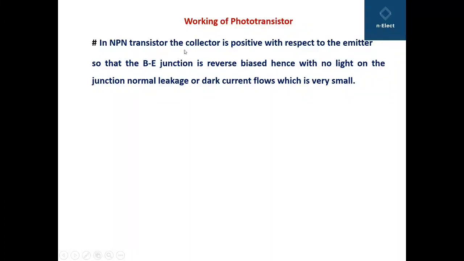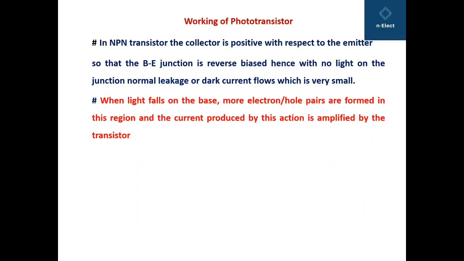In an NPN transistor, the collector is positive with respect to the emitter so that the base collector junction is reverse biased. Hence, with no light on the junction, normal leakage or dark current flows, which is very small. When light falls on the base, more electron-hole pairs are formed in the region, and the current produced by this action is amplified by the transistor.